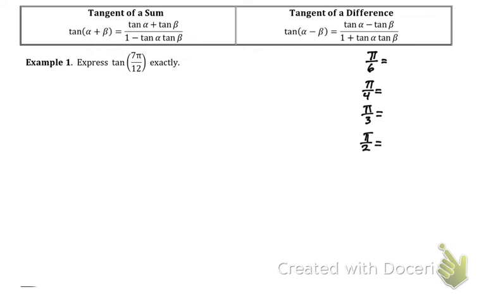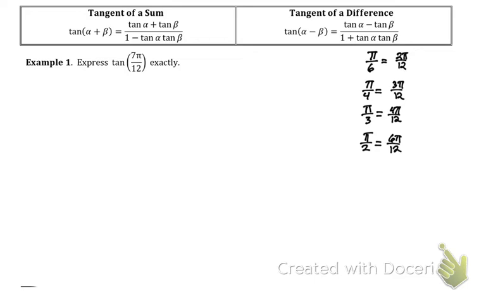Now, to make my life easier, let's make every one of these have a denominator of 12. So instead of pi over 6, I multiply the top and bottom by 2, and I have 2 pi over 12. Pi over 4, I multiply the top and bottom by 3, and I have 3 pi over 12. Pi over 3, multiply the top and bottom by 4, and I have 4 pi over 12. And finally, pi over 2, multiply top and bottom by 6, and I have 6 pi over 12.